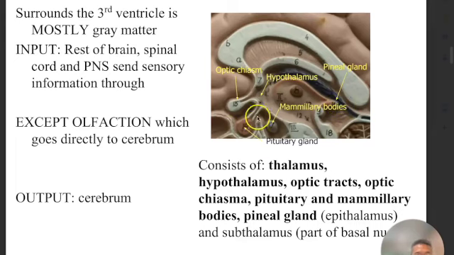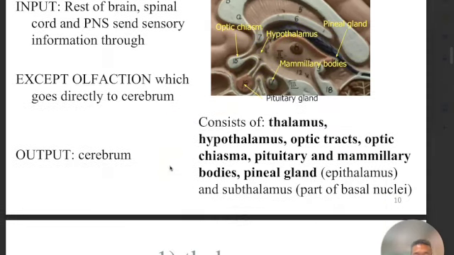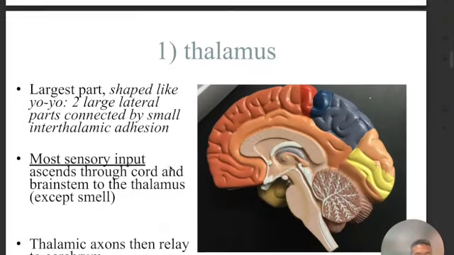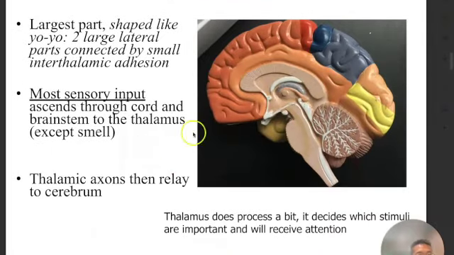You remember what the pituitary gland sits on? It sits on the sella turcica. Hypothalamus. This area right here would be the thalamus.